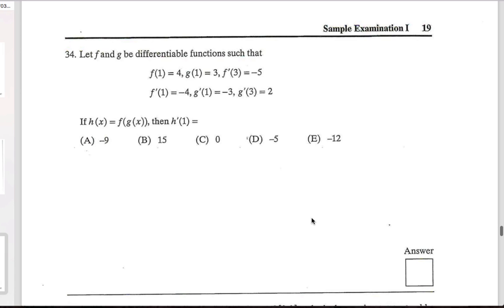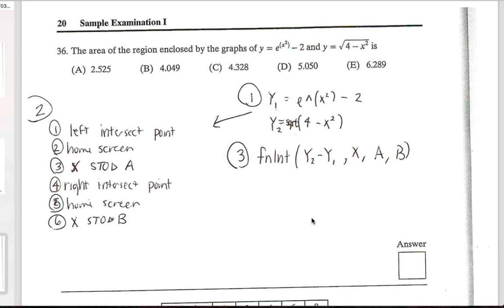Which one do I want to do next? Let's go ahead and do number 36. So this gives you the area of the region enclosed by these two graphs. So you should put both of them in your calculator. So I put this in Y1, I put this in Y2. And the next thing I did was I needed my intersection points. So I found the left intersection point. I did second calc, found the left intersection point. Then I went back to my home screen. I stored that left intersection point, X, store in A. You need to store it immediately because that X value is going to change when you do any computations. So as soon as you find the left intersection point, store it in A.